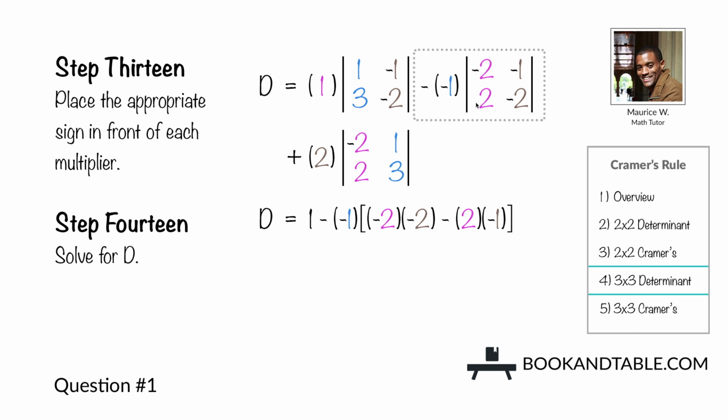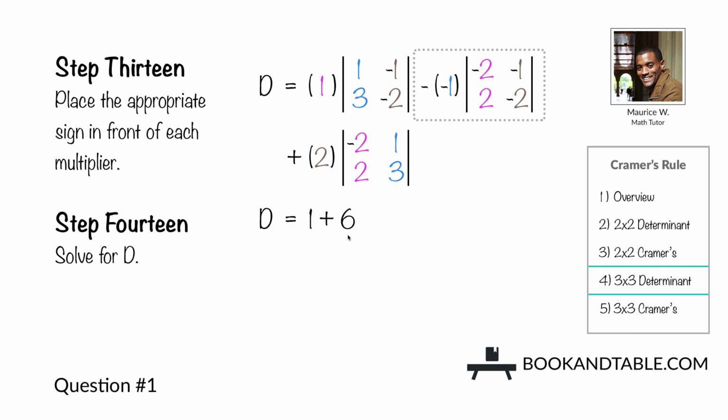Starting on the inside, we have negative 2 times negative 2, which is positive 4. 4 minus 2 times negative 1 would be 4 minus negative 2, which is equivalent to 4 plus 2. And 4 plus 2 is 6. Negative 1 times 6 is negative 6. 1 minus negative 6 is 1 plus 6. So for the second 2 by 2, we get 6.